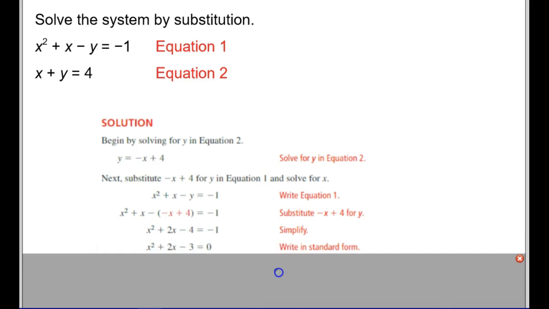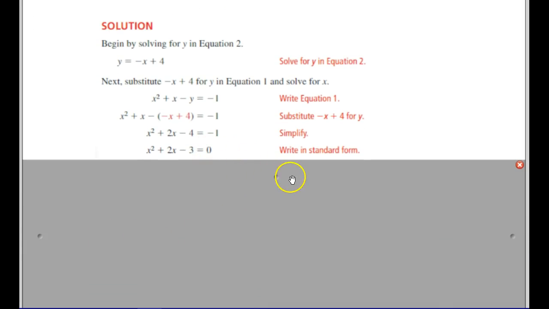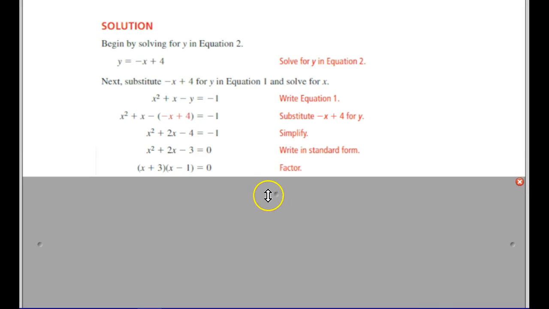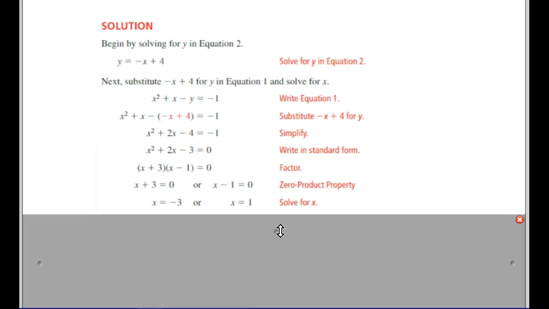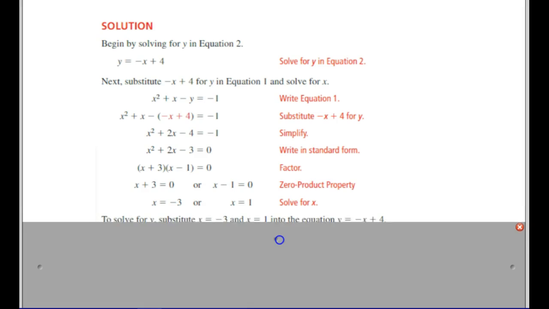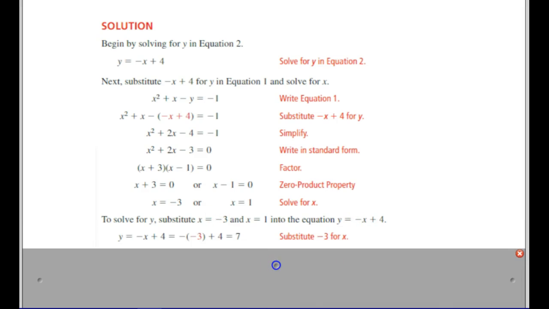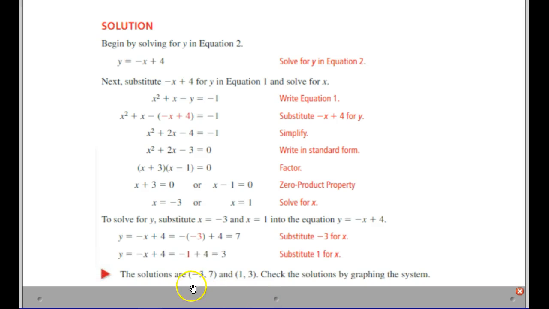Well, then I see I just have a quadratic, so I want to write it in standard form. I get everything over to one side of my equation, set it equal to 0, and then I solve that quadratic. Here I see that this one's easily factorable, so I factor this quadratic and I end up with my two solutions. So x equals -3 or x equals 1. So now that I have those two solutions, I substitute them back into my equation, because I have to be able to get my y. So I first substitute this -3 in for my x, and then I substitute in my 1 for my x. And I end up with my two solutions. So my solutions are (-3, 7) and (1, 3).